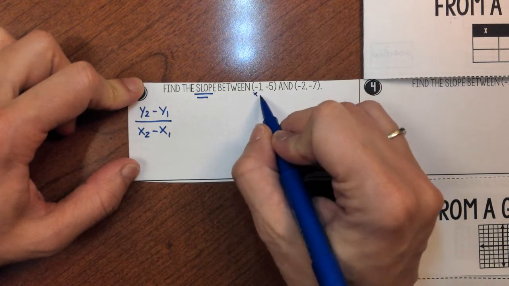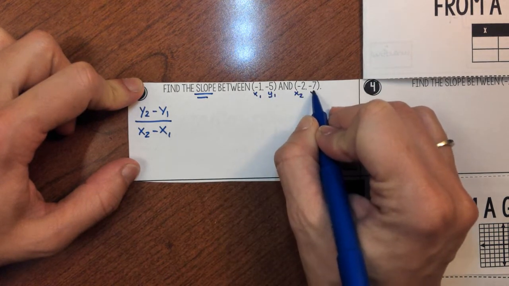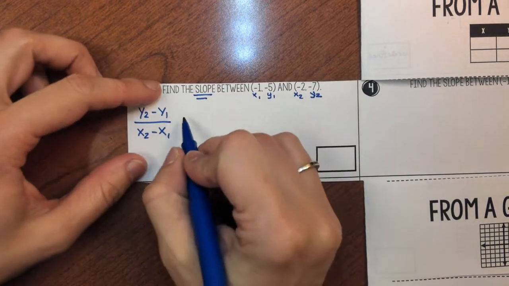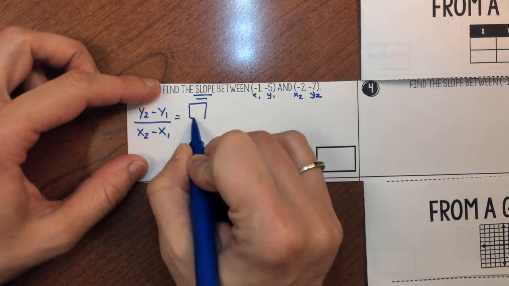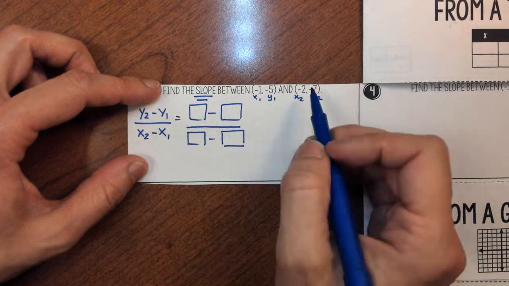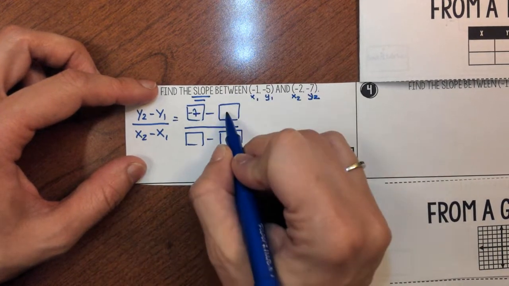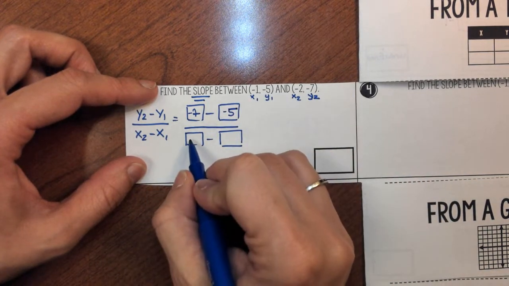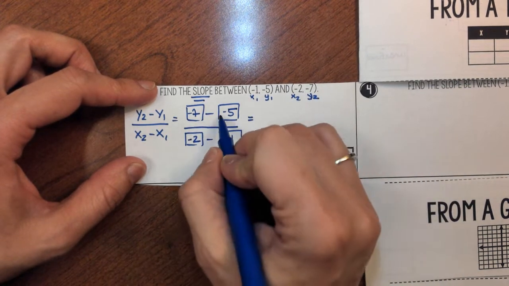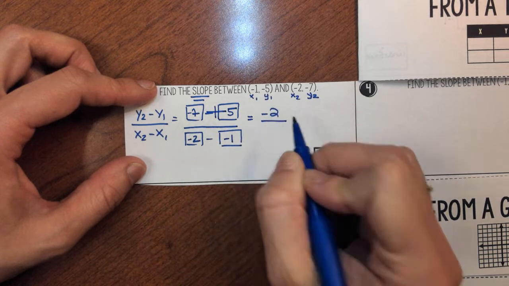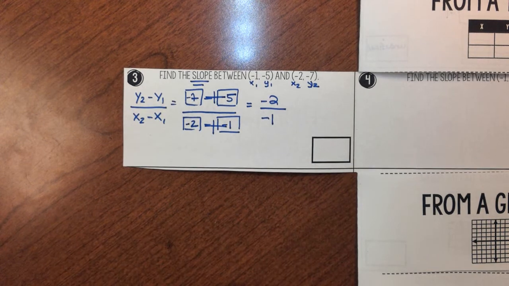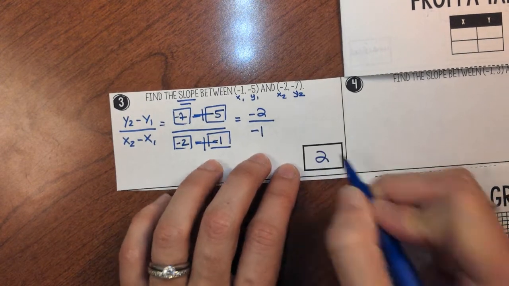I'd like to go back and label these so that I don't get confused. So y2 is -7, y1 is -5, x2 is -2, and x1 is -1. Two negatives make a positive. This gives me -2. Two negatives make a positive, gives me -1. I want to make sure that I simplify this. -2 divided by -1 is +2.